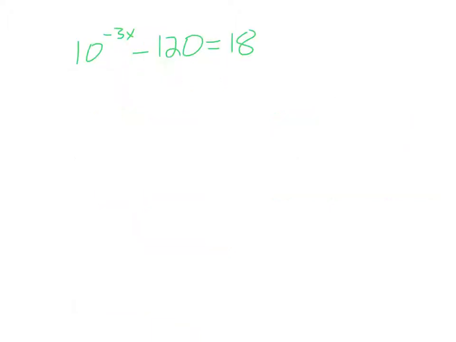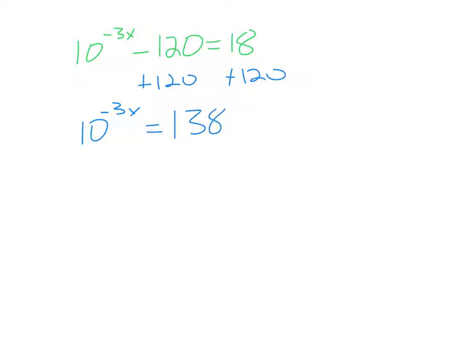All right, so what do we do? All right, add 120. So 10 raised to the negative 3x power is the same as 138. Yeah, be careful though, right? That's 10 raised to a power, so dividing by 10 wouldn't get us really that far. You could do it, but it'd be not what you think it's going to be.